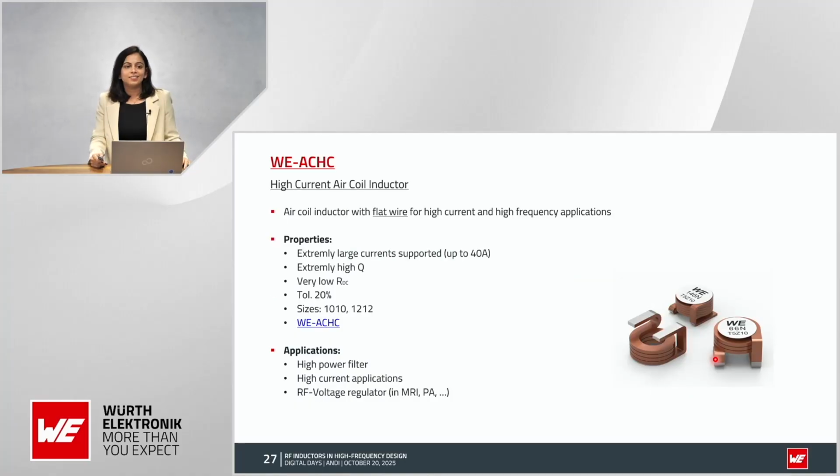Then comes the last, WE-ACHCs, high current air coil inductors. These inductors come with a flat wire for high current and high frequency applications. They can support extremely large currents up to 40 amps. None of the other RF inductors can do that.